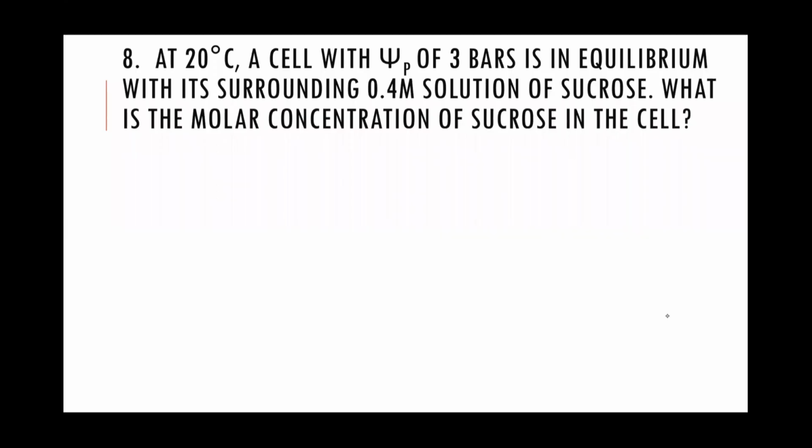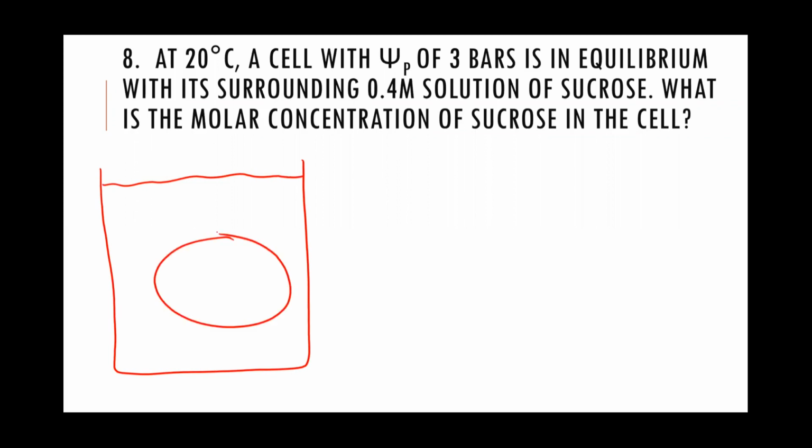All right, and the last question, it's going to get a little crazy. We have our cell in the beaker. We have our formulas. Oh, I did that backwards, whatever. It's the same thing. We start filling in what we know. That is 0. We know that the cell has a pressure potential of 3 bars.